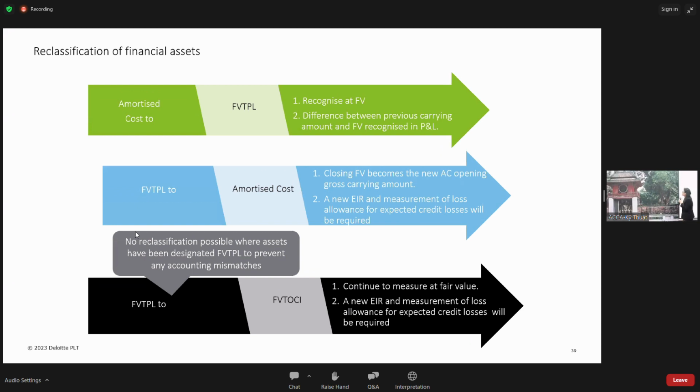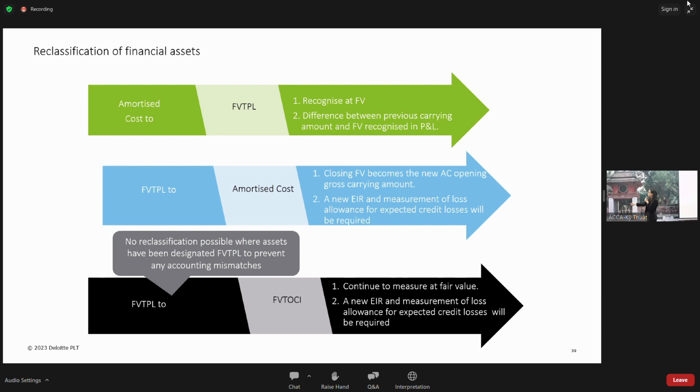Now another one is amortized cost to fair value to P&L. Because the new category is fair value, I will have to identify the fair value and book it at fair value. So any difference between the carrying amount and the fair value, because it's fair value to P&L, that difference will go to P&L as well.